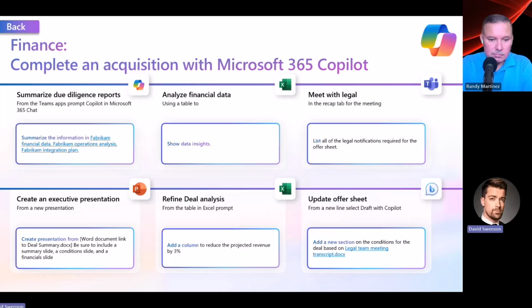So then I can say, hey, legal told me this is what the operations analysis and financial data is going to be. Now that I have all that information, let's go into Excel, update this existing Excel report that we have, and ask our Copilot to add another column because it's something that legal wanted to see.